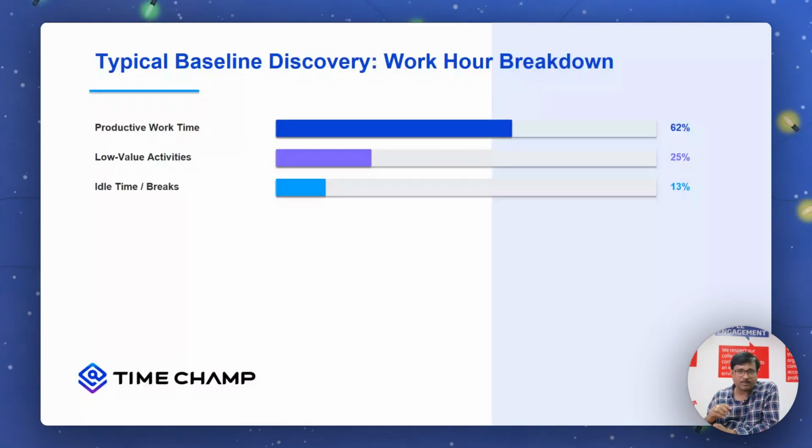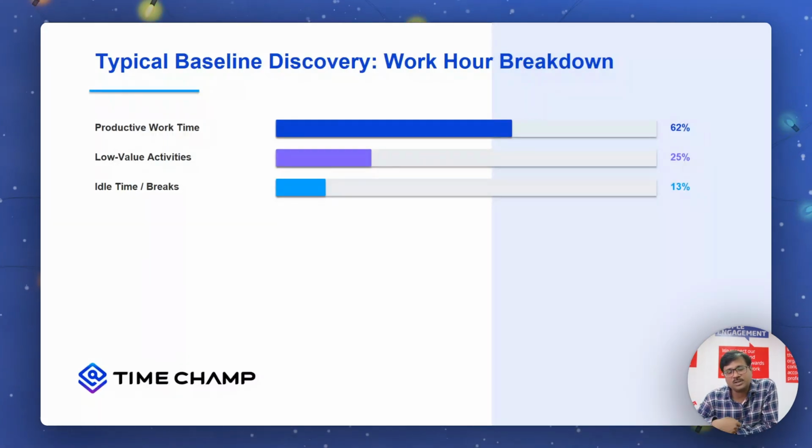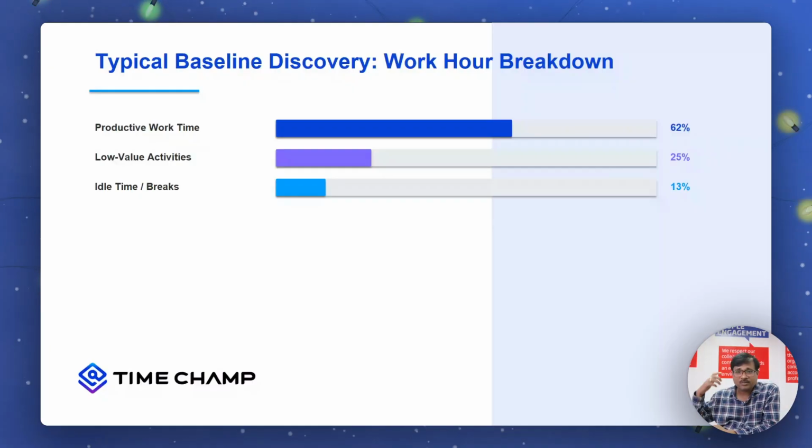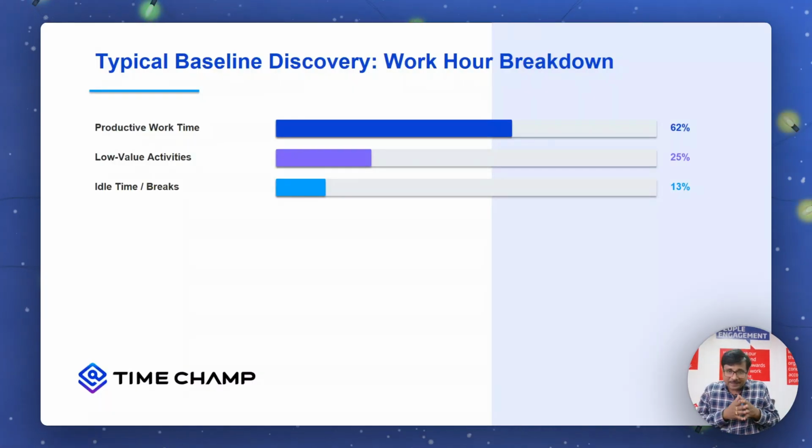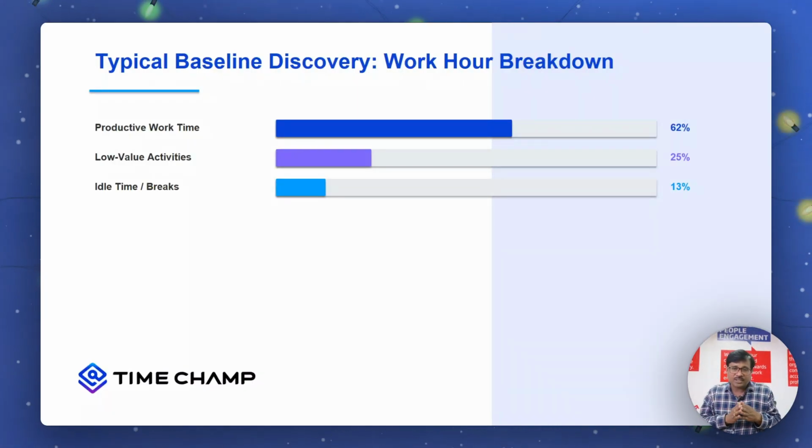A financial services company with 83 employees did this baseline tracking and discovered their actual productive work time averaged just 62%. They were paying for 40 hours per week but getting roughly 25 hours of focused work. That is a labor efficiency gap of nearly 40%.